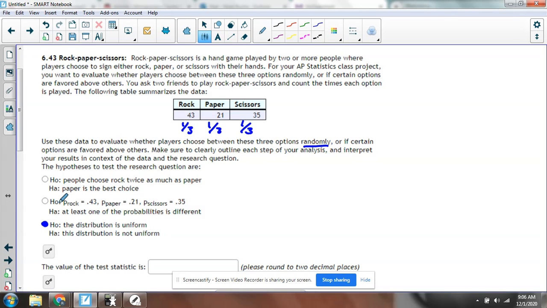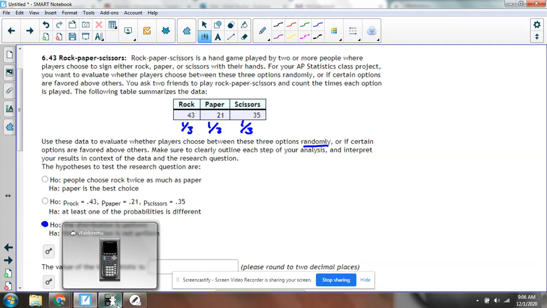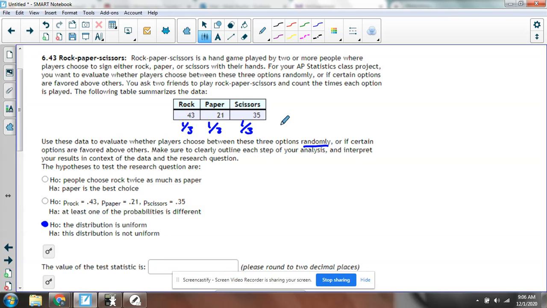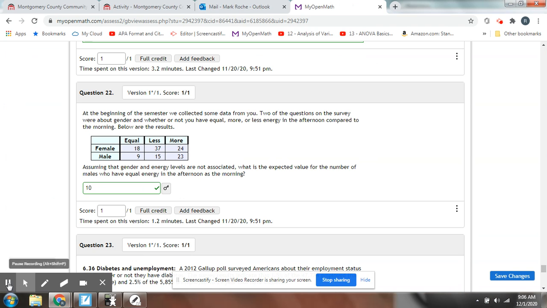So that's going to be our first choice. We would think if it's uniform, they're all 1/3, they're all equally likely. So what we're going to do is we're going to put our data, the expected values, into L2 and our observed values into L1. So I'm going to pause the video and put that in my calculator real quick.